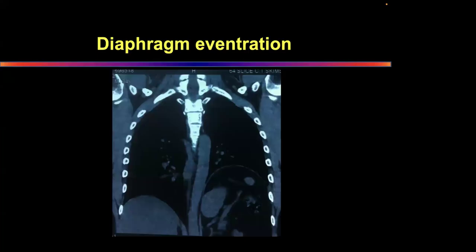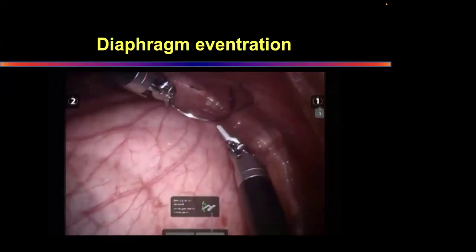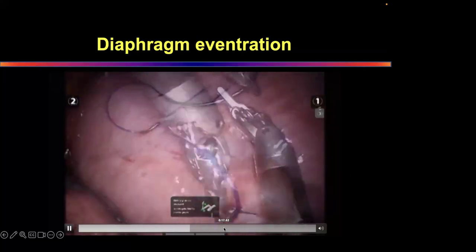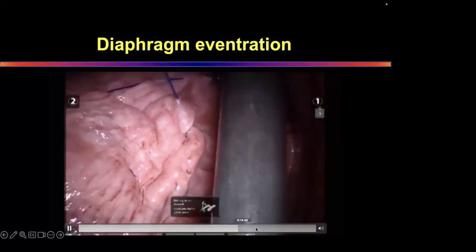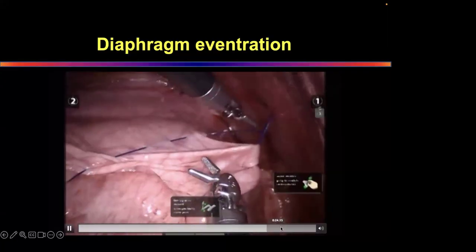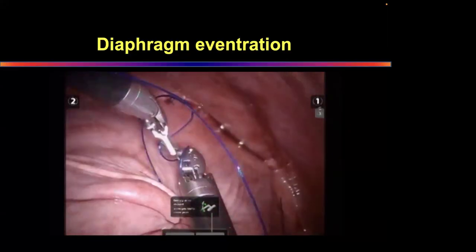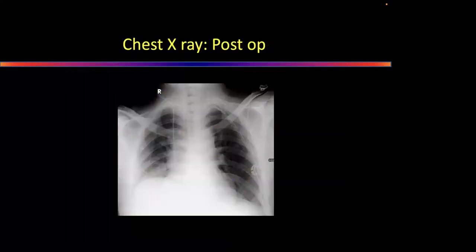Plication of diaphragm, nicely done by robotics. So multiple sutures are taken and the diaphragm is reposed back to its normal position. Nicely done by robotic system. Can also be done by VATS. This is the post-op chest X-ray. You can see the diaphragm gone back to its normal position.